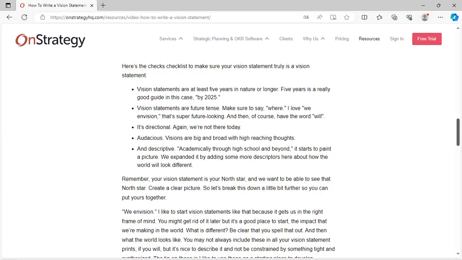Remember, your vision statement is your North Star. And we want to be able to see that North Star create a clear picture.